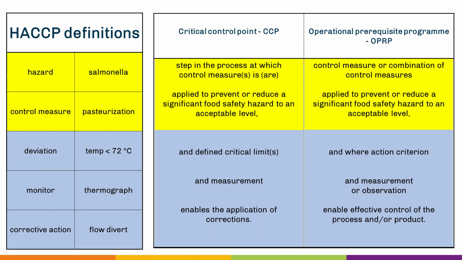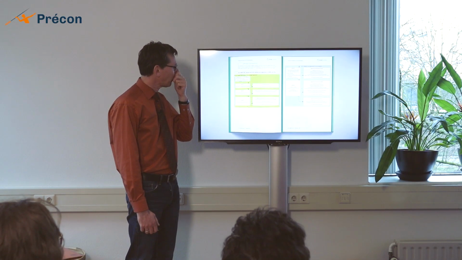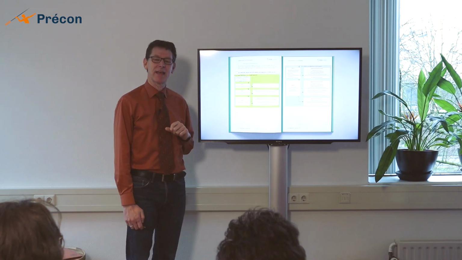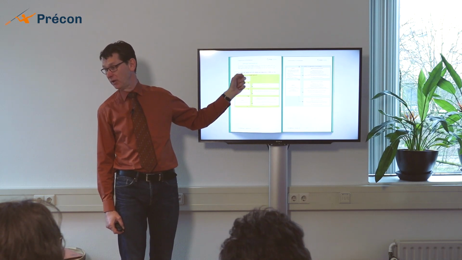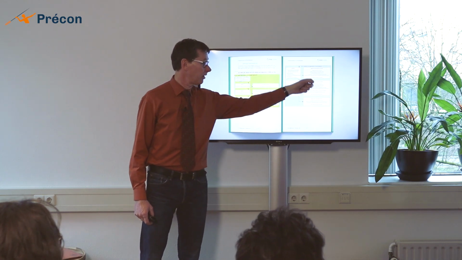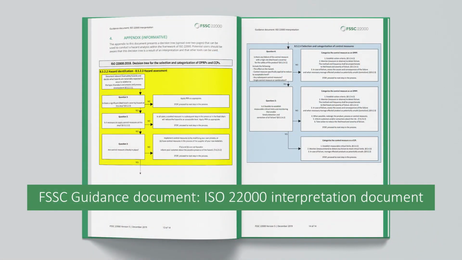So ISO 22000 is heading in the right direction. What we see over here is a decision tree. And you can see the yellow color for the primary control of hazards and the secondary control of deviations in the blue part. This decision tree was published as a guidance in FSSC in December 2018.